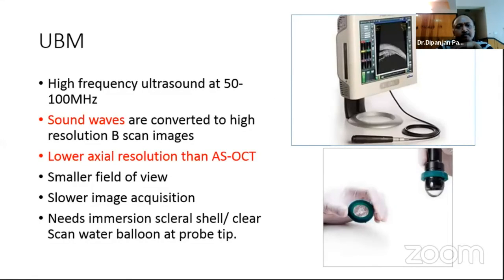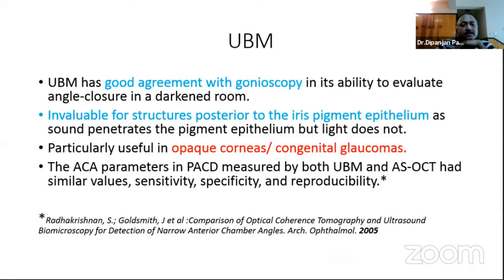So coming to UBM, which is a high-frequency ultrasound at 50 to 100 megahertz, where the sound waves are converted to high-resolution B-scan images. It has lower axial resolution than ASOCT, the field of view is smaller, the image acquisition is slow, and it requires a Nielsen immersion scale or clear scan water balloon. But UBM has good agreement with gonioscopy in its ability to evaluate angle closure in a dark room.